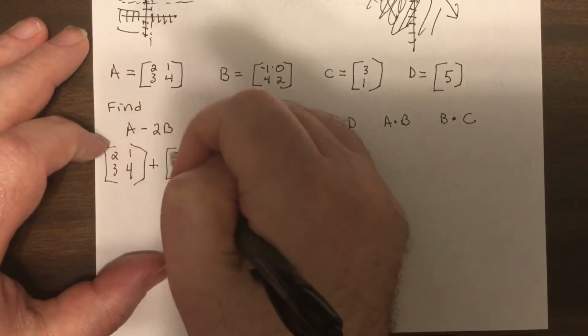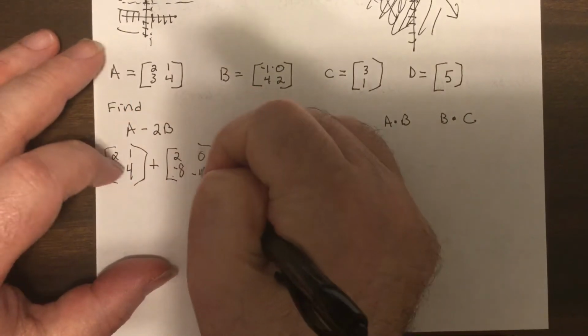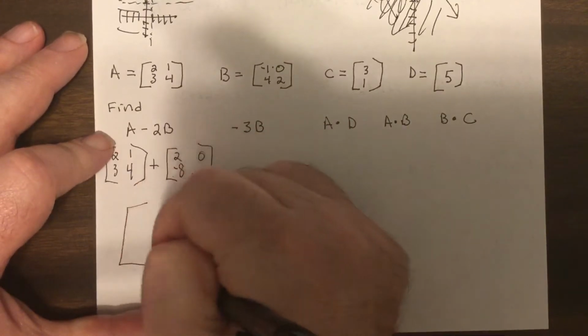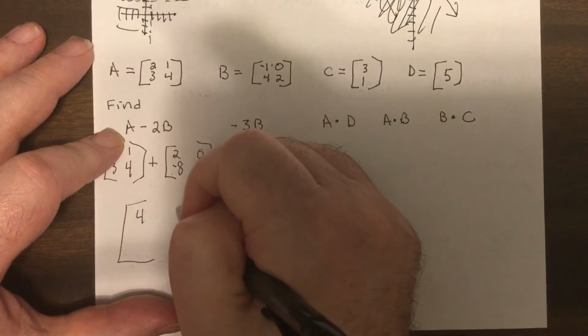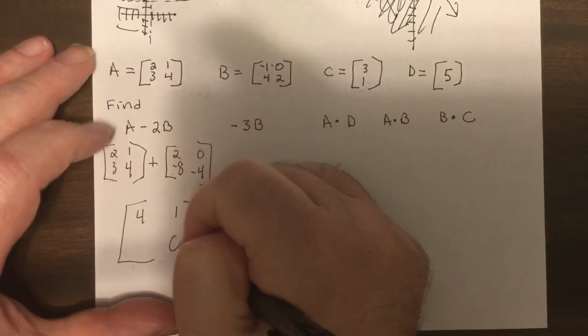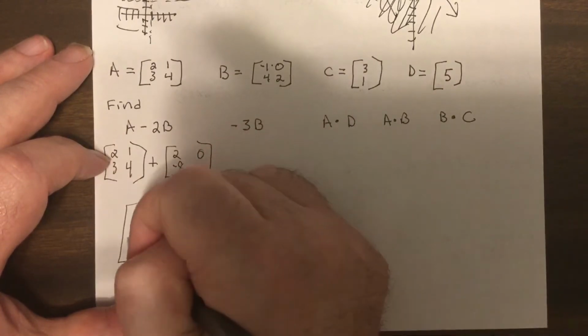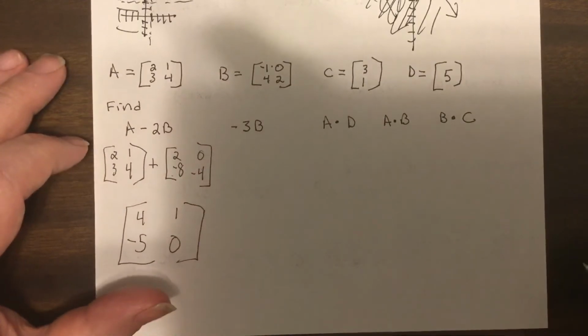Now I'm just going to add all the ones in the same location. So 2 and 2 is 4. 1 and 0 is 1. 4 minus 4 is 0. 3 and -8 is -5.